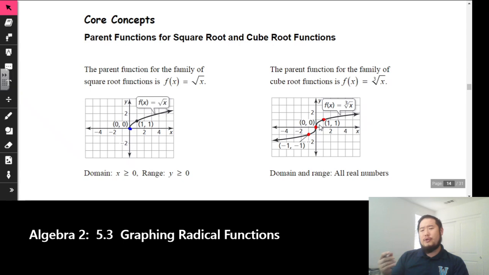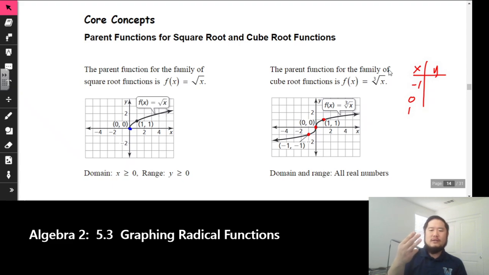Now, remember with cube root, it works out nicely that you can have negative numbers. So let's say I want to figure out what my points are. I'm going to just use -1, 0, 1. If I plug -1 into here, I can get an answer because -1 times -1 is +1. Multiply that again by -1, you'll end up with -1 for y. And that's how we get this point down right here, -1, -1.